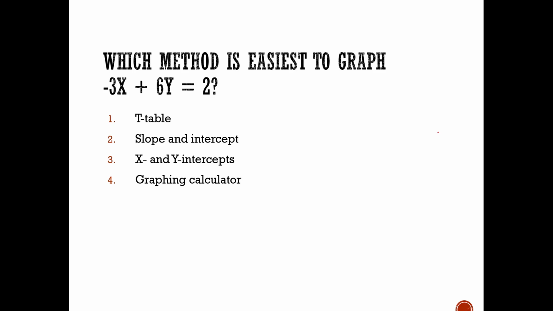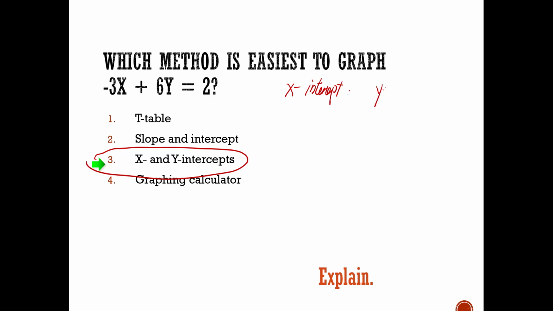Which method is easiest to graph negative 3x plus 6y equals 2? Similarly, the x- and y-intercepts. First of all, find the x-intercept by setting y equal to 0 and solving for x. So we have negative 3x plus 6 times 0 equal to 2. So negative 3x equals 2, so x equals negative 2 over 3.